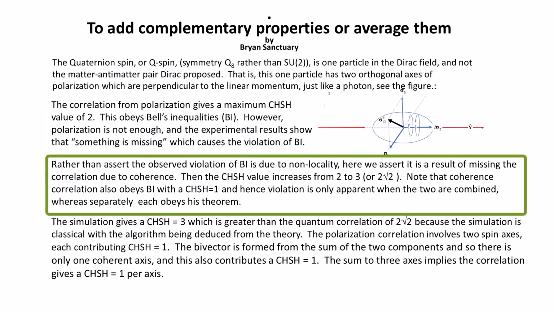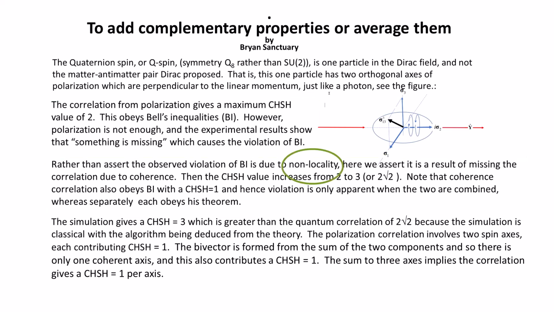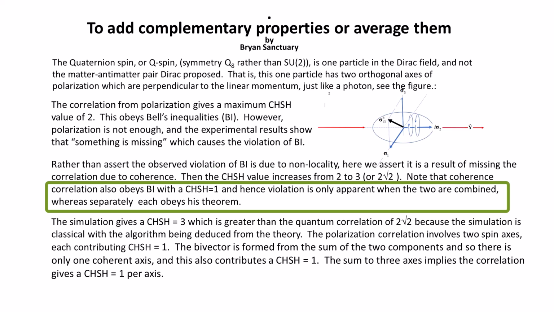Now, rather than assert that the observed violation of Bell's inequalities is due to non-locality, here we assert it is a result of missing correlation due to coherence. Then the CHSH value increases from 2 to 3, or from 2 to 2 root 2. Note that the correlation from coherence also obeys Bell's inequalities with a CHSH value of 1, and hence the violation is only apparent when the two are combined, whereas separately each obeys his theorem.